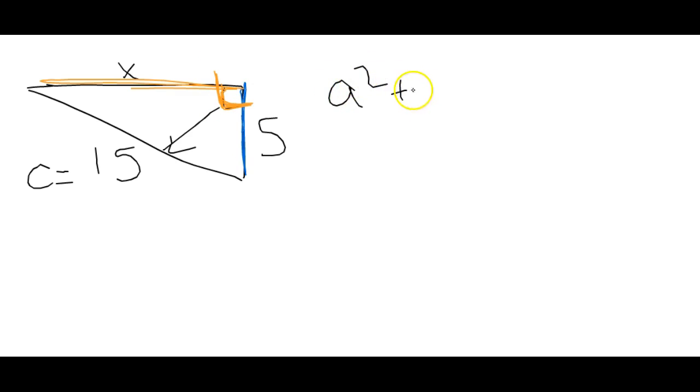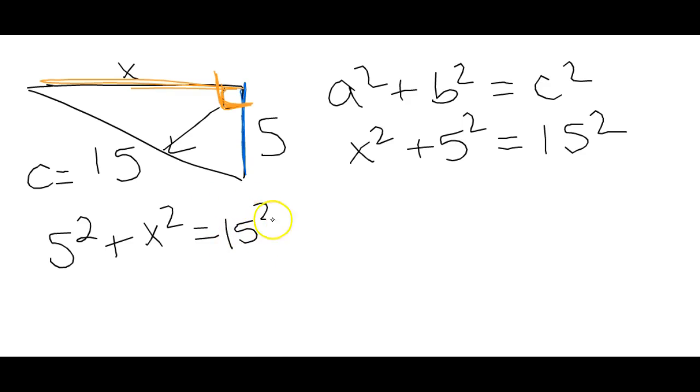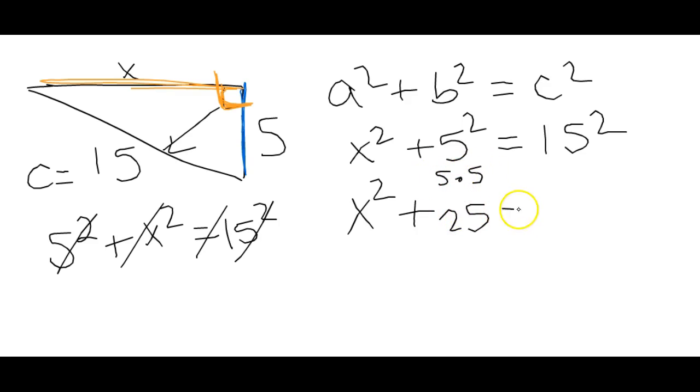So we go to our Pythagorean theorem formula. A squared plus b squared equals c squared. We plug in x for a, 5 for b, and 15 for c. And again, a and b don't matter so much as long as you've identified c correctly. I could have written this as 5 squared plus x squared equals 15 squared, and I'd still get the correct answer. So now we square. 5 squared is 5 times 5, or 25. 15 squared is 15 times 15, or 225.